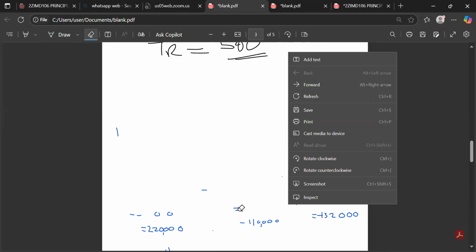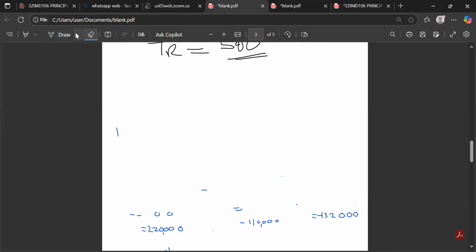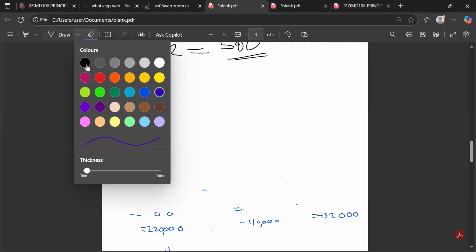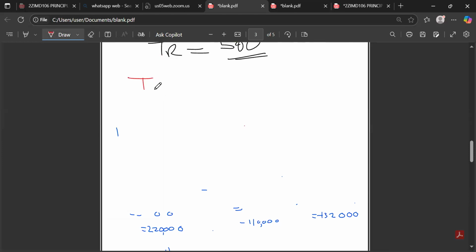So an example, take note, if we had the total cost as 200 plus 5Q squared, and our total revenue is actually equal to 100Q minus 5Q squared. Okay, are we together?